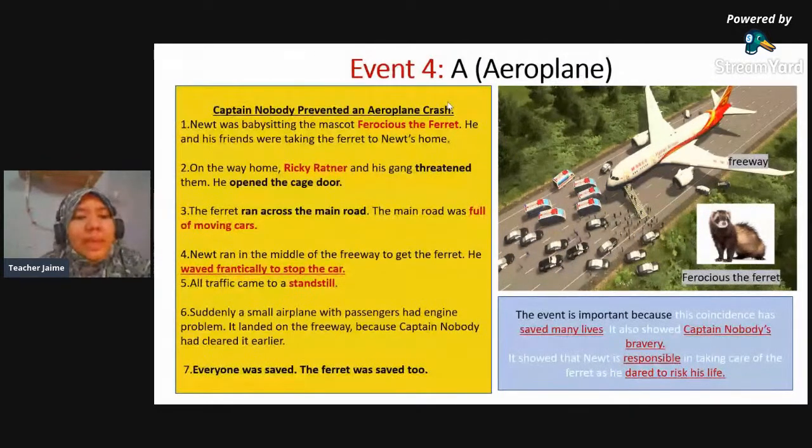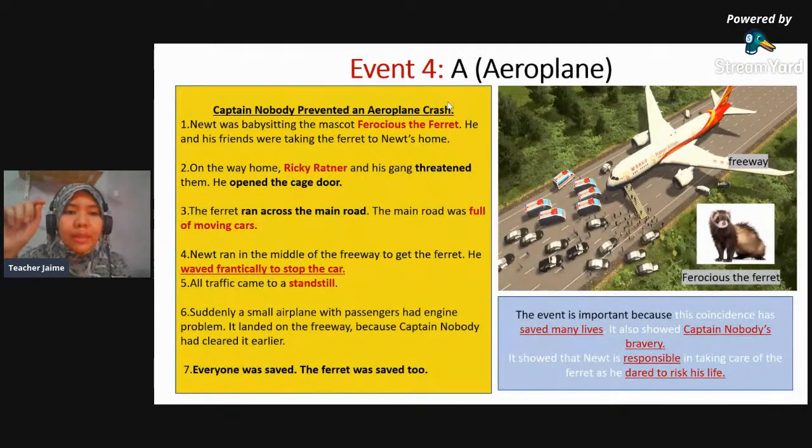Newt was babysitting the mascot, Ferocious the ferret. You have to remember he was babysitting. He and his friends were taking the ferret to Newt's home, because they have to take care of the ferret to show their support because Chris was still in coma, so they take turns. Ambil giliran to take care of the ferret. So when they were on the way to Newt's home, Ricky Redner and his gang, bukan Reggie Redner tau, threatened them, mengugut mereka.